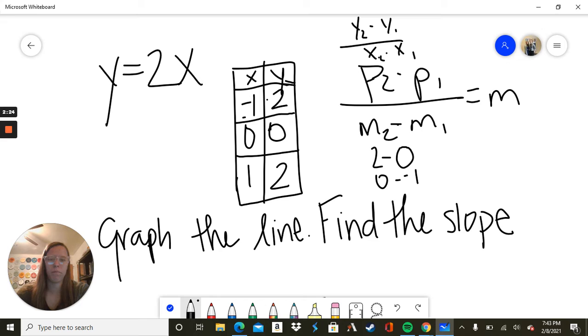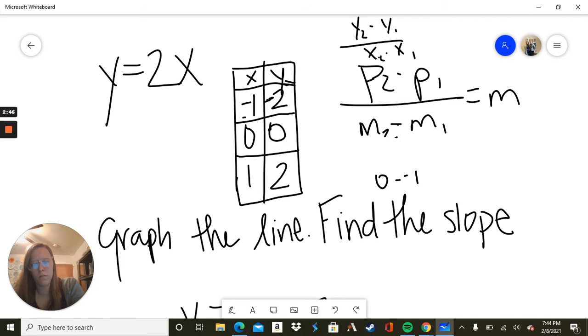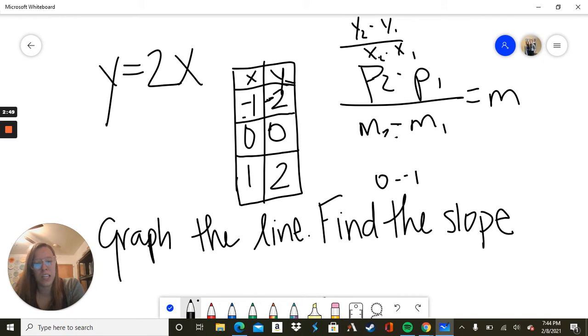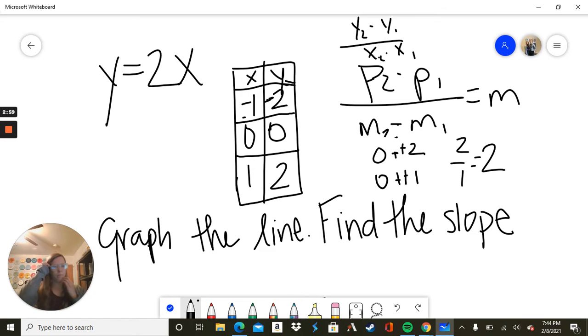Is that right? No. Hold on, bear with me. Found the problem. This is -2. So here we have -2 minus 0, still wrong. Zero minus -2, so they both become positive. 2 over 1 equals 2. So our slope is 2.